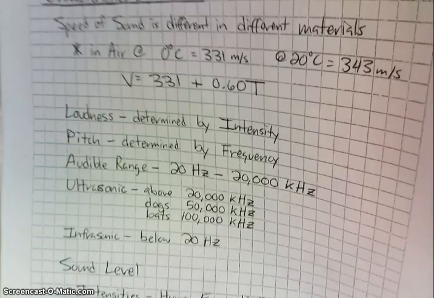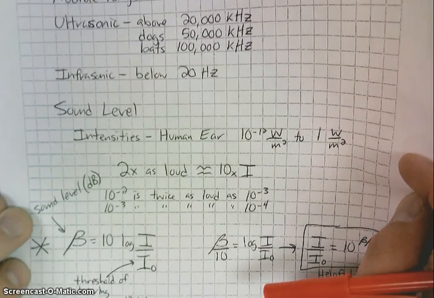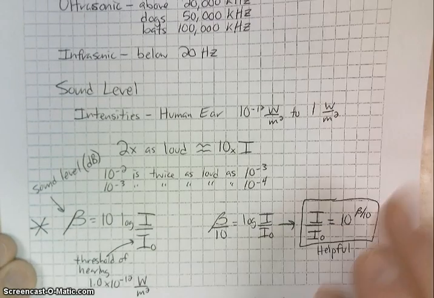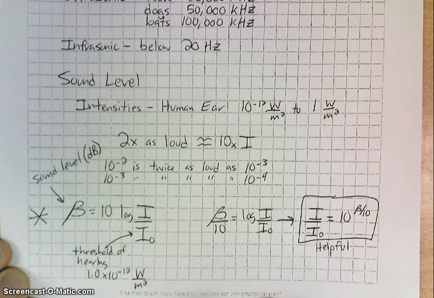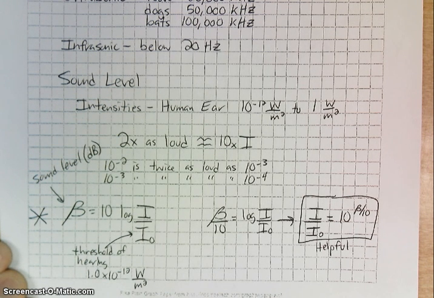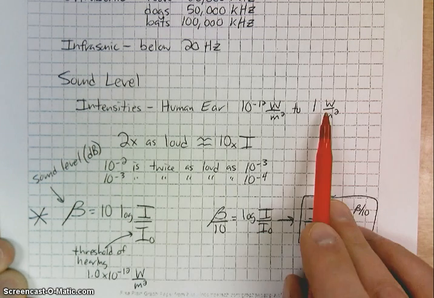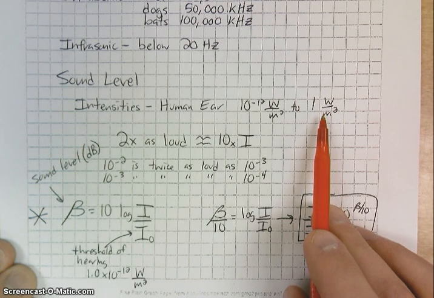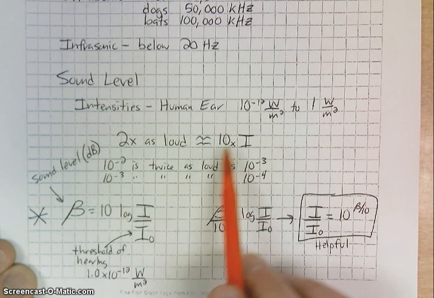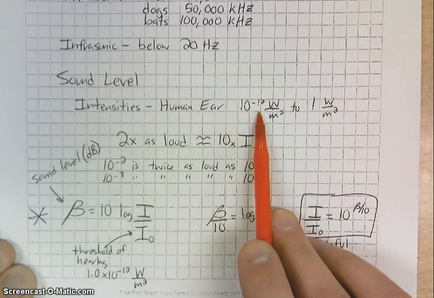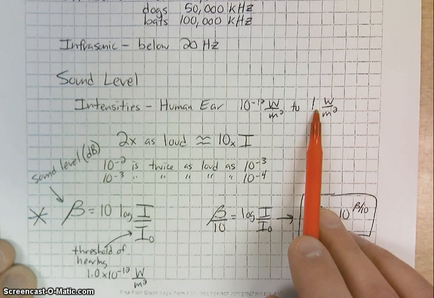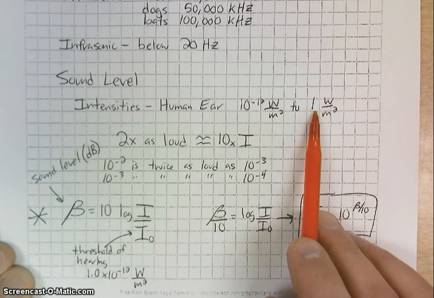Something that is useful for us is talking about the sound level. Okay, just so that you're aware, intensities that the human ear can withstand usually range from something to 10 to the negative 12 watts per meter squared to about 1 watts per meter squared. This particular value right here is known as the threshold of hearing. I'm sorry, this one right here is the threshold of hearing. If you go below this, chances are you're not going to be able to hear it. If you go above this, chances are it's going to be very, very painful to you.